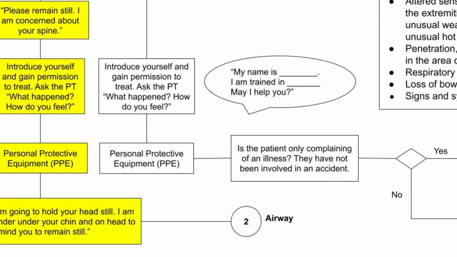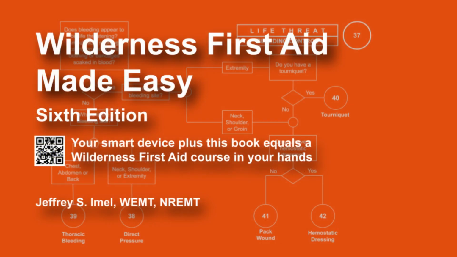After addressing immediate concerns and stabilizing the patient, we'll transition to the next step of the primary assessment, which is airway. You can use the workflow diagrams found in Wilderness First Aid Made Easy to help you remember the steps while you practice the patient assessment.